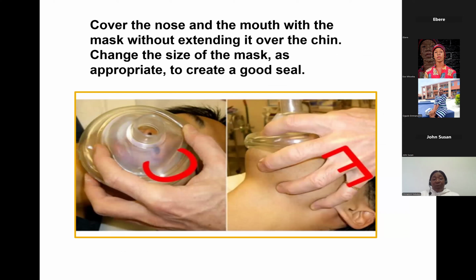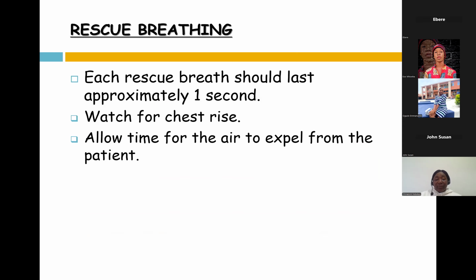So this is exactly what we just explained. Make sure you form a very good seal so that the air doesn't escape. And even as you're delivering, even as you're pressing the airbag, you also make sure that the chest is rising and falling. Because if the chest is not rising and falling, you are not doing anything.